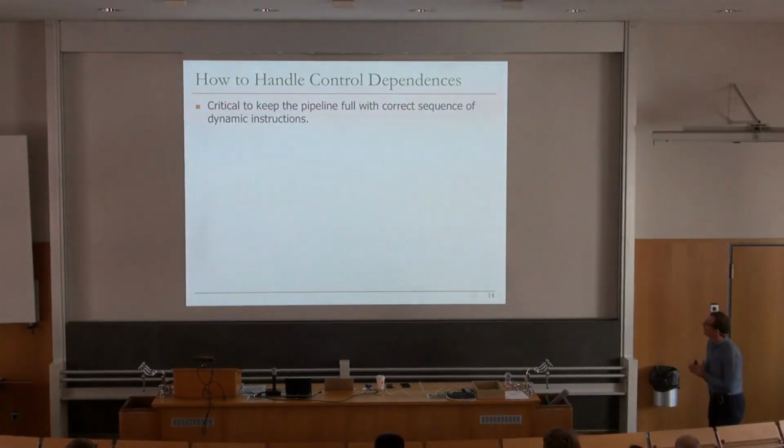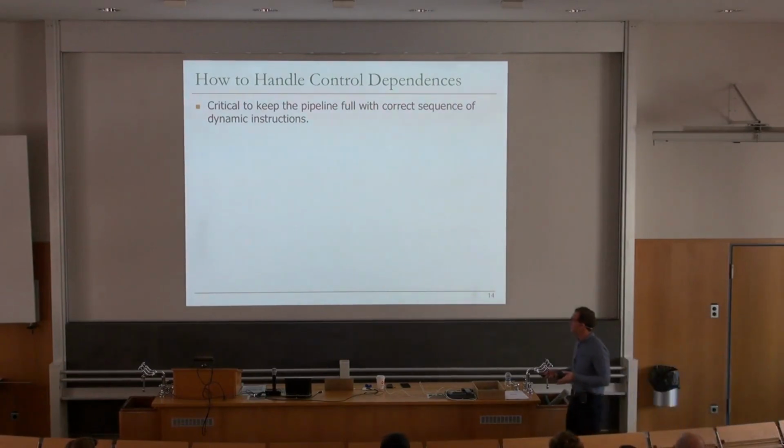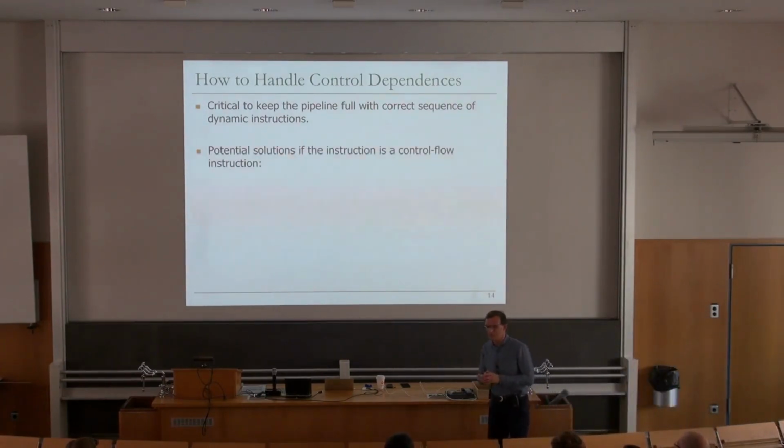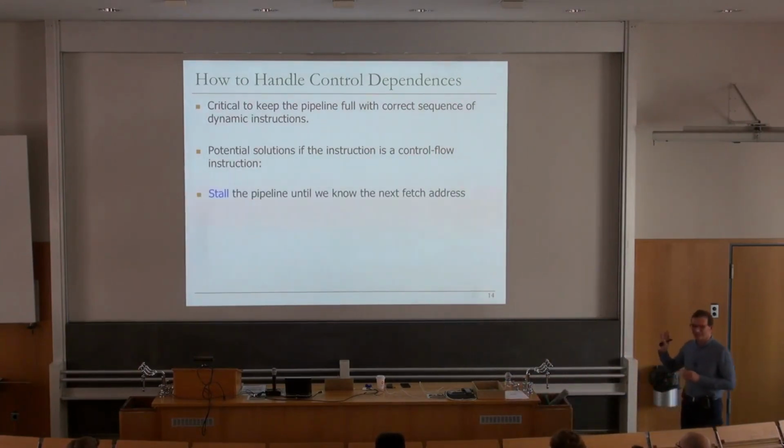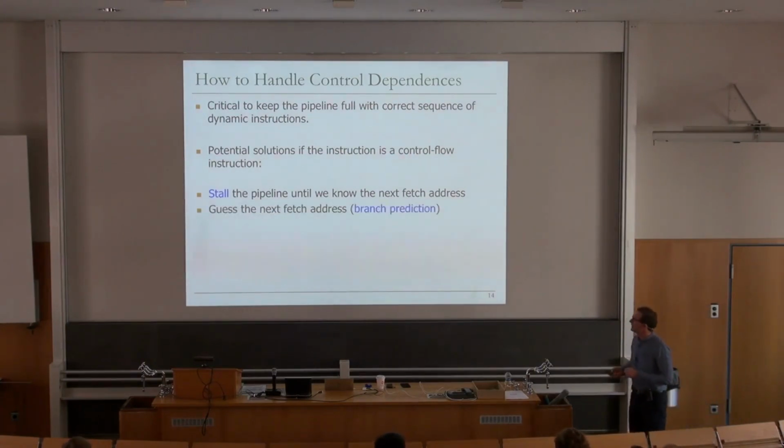Okay, so it's critical to keep the pipeline full with the correct sequence of dynamic instructions. There are many potential solutions people have developed. We're going to look at a few of them. Some are not reasonable to begin with, like stalling the pipeline until we know the next fetch address. That's not going to be reasonable. Another is to guess the next fetch address. That's what we're going to focus a lot on.